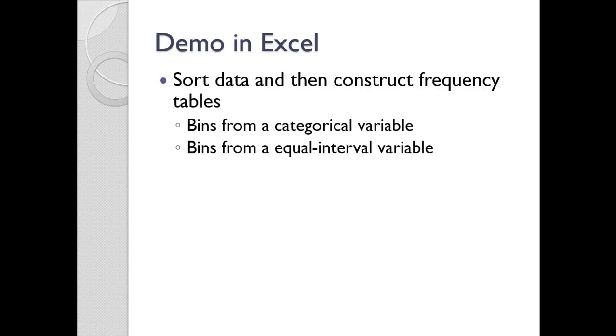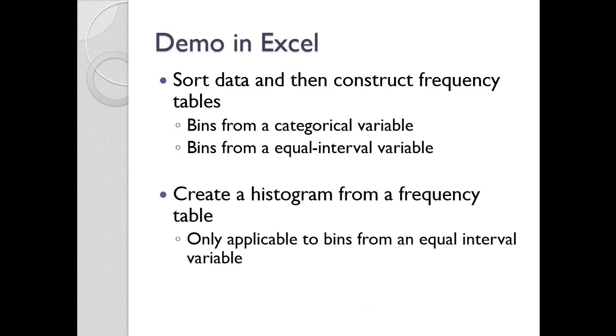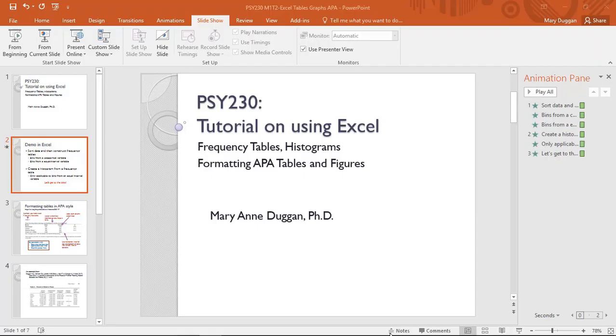So what I'm going to demonstrate in Excel is how to sort data and then construct frequency tables. One from a categorical variable and another from an equal interval variable. And then we're going to create a histogram from a frequency table. And once again, histograms are only applicable to bins from an equal interval variable. So we don't use histograms for categorical variables or ordinal variables. So without further ado, let's get to the data.